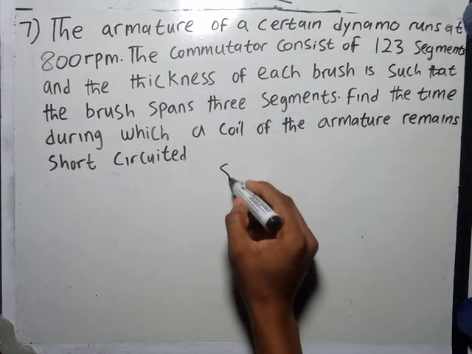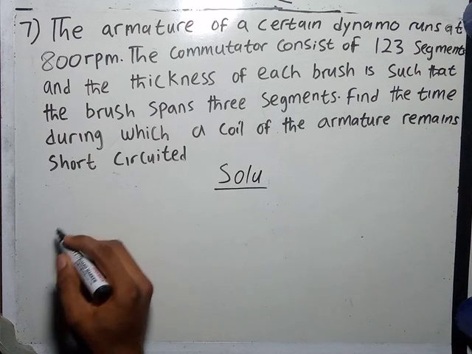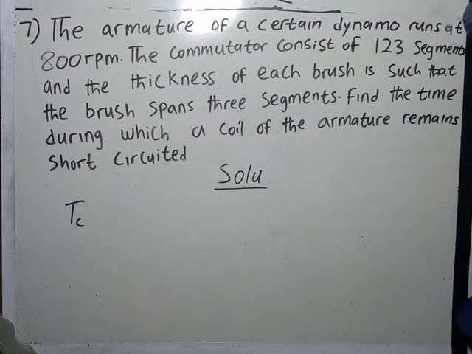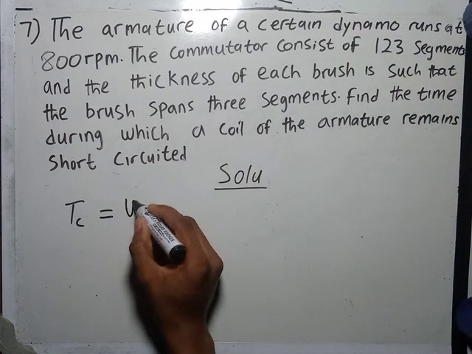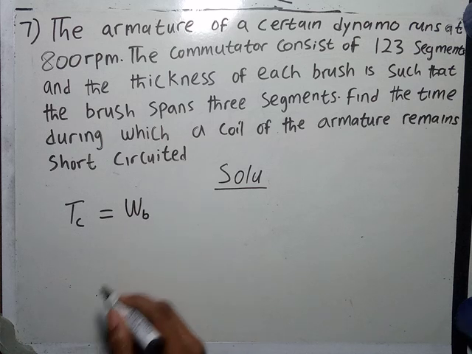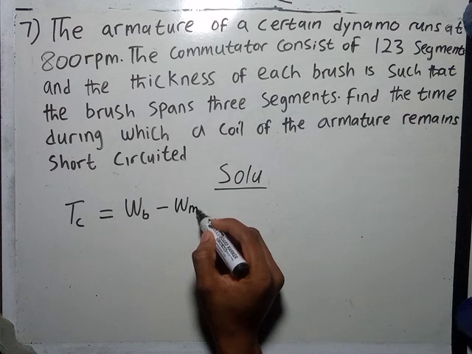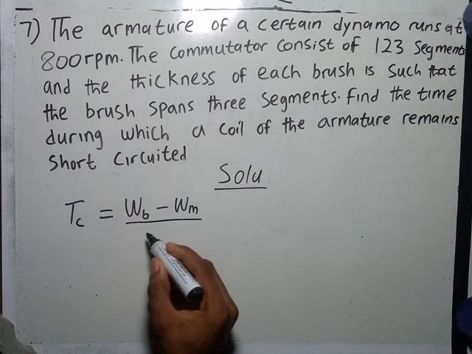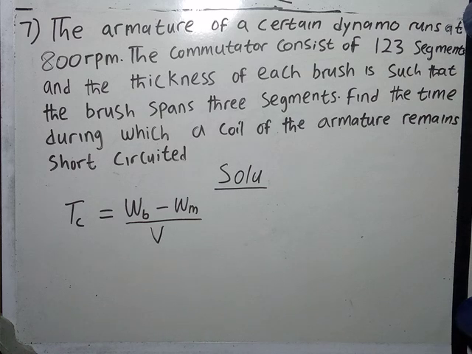Now, the question is demanding for our what? For our time of commutation or our commutation period, denoted as TC. Now, TC is given to us as WB, which is the width of our brush, minus WM, which is the width of our mica insulation if given, over our peripheral velocity.